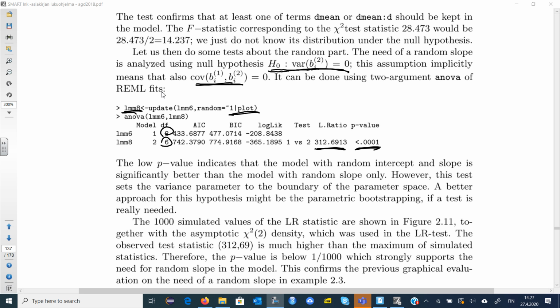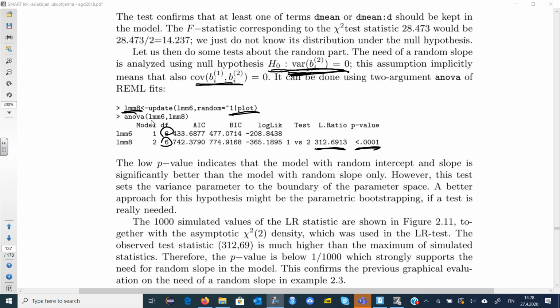But now this test is problematic because it sets the parameter to the boundary of the parameter space. So especially it says that the variance is restricted to be 0, which of course makes sense, but which is problematic from the point of view that this likelihood ratio statistic or test is valid only when the parameter is set to the interior of its parameter space.